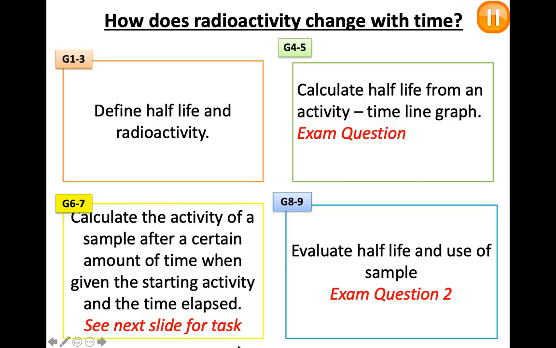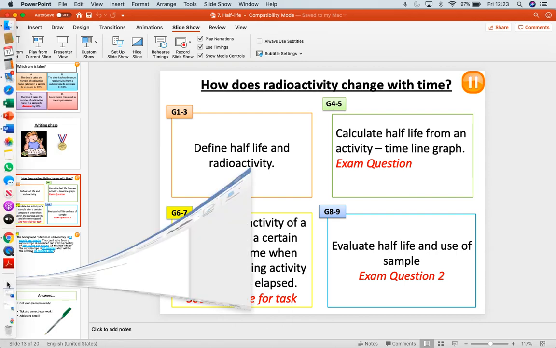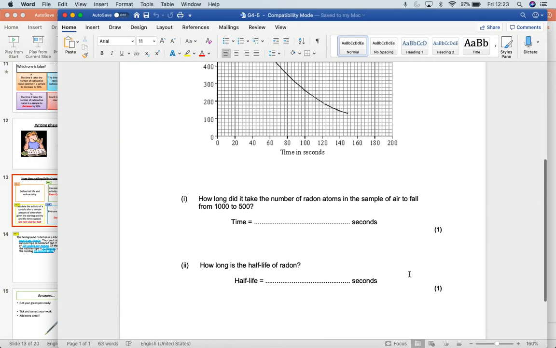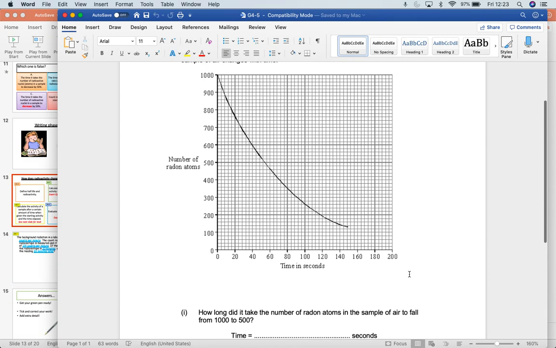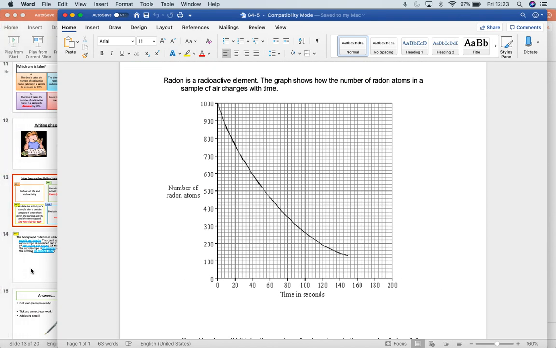Okay, now we've moved on to the final part, the main part of our lesson. Here are your graded tasks. There are a couple of extra pieces of information you'll need on your Show My Homework. There is a Show My Homework assignment labelled Extra Resources for this lesson. Click on there and you will see the tasks for grade 4 to 5, 6 to 7 and 8 to 9. The first task, grade 1 to 3, is to define half-life and radioactivity, so there are simple definitions. Grade 4 to 5 is an exam question, which is on your Show My Homework and looks like this. You can either print it off and write in the answer or do it on the screen.